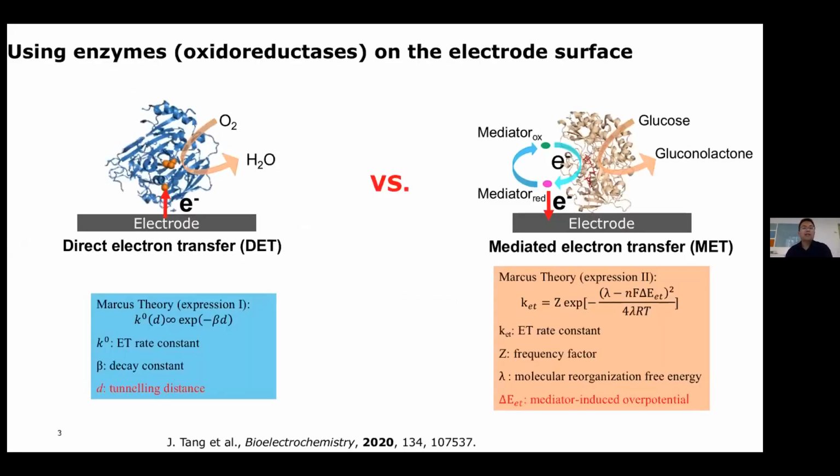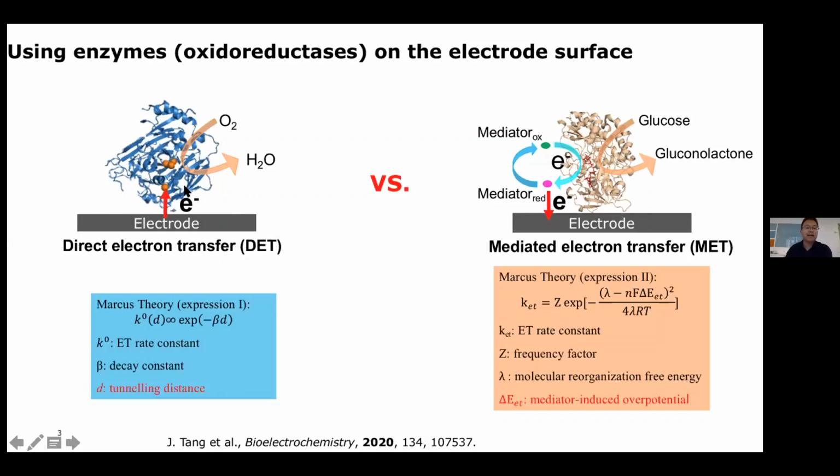So for bioelectrochemistry, or enzymatic bioelectrochemistry, we use enzymes, especially oxidoreductase, on a solid surface. Typically, those enzymes have a redox center. For example, the enzyme shown here is a blue copper enzyme. The copper atom in the enzyme can transfer electrons with a solid electrode. We call it direct electron transfer.